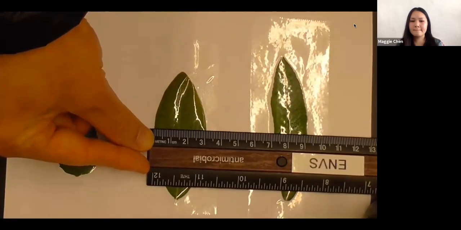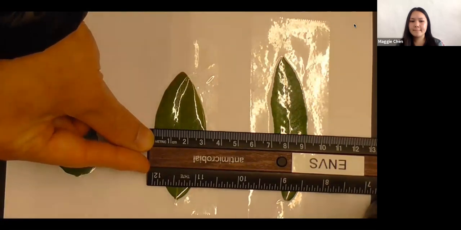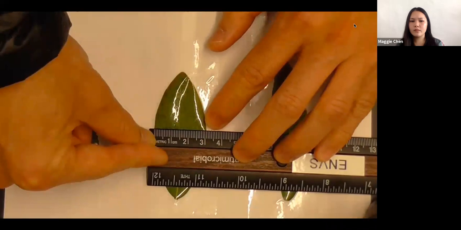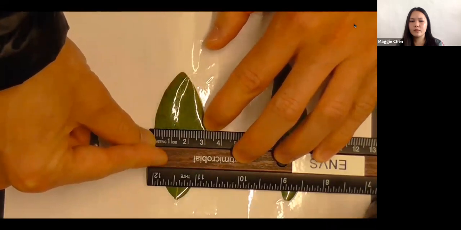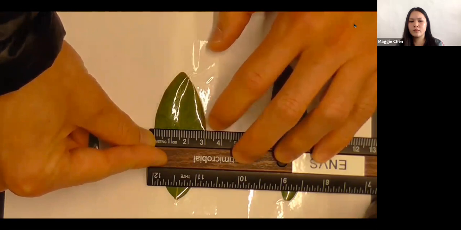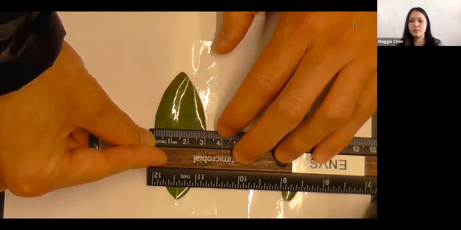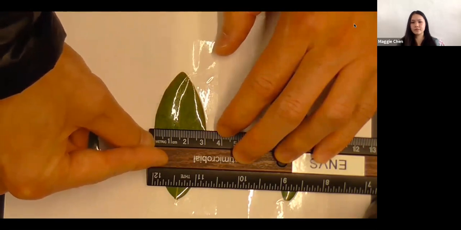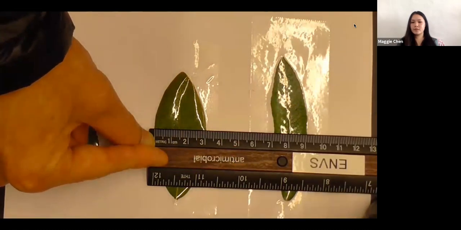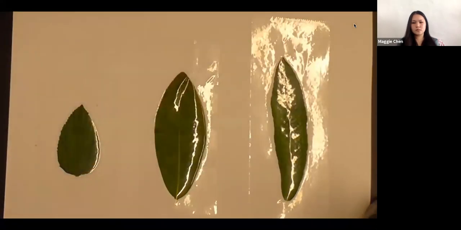Now, our final reading, our third reading on the width of this leaf, it might be a little difficult to see on the camera, but it's just between the 3 centimeter mark, or the 30 millimeter mark, and the 31 millimeter mark right after it. To my eye, it looks a little bit closer to the 30 millimeter mark, so we will call it that. So our readings will say 30, 31, and then 30 again millimeters.